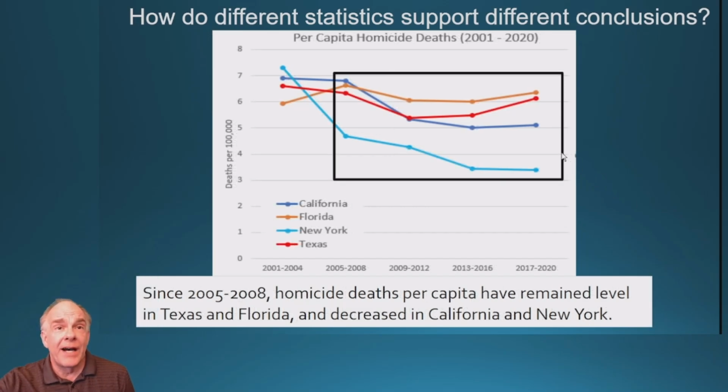If we expand the box a little bit further to include another presidential term, we can take a look at the values from 2005 to 2008, compare them with the values of 2017 to 2020, and come up with the statement, since 2005 to 2008, homicide deaths per capita have remained level in Texas and Florida and decreased in California and New York.